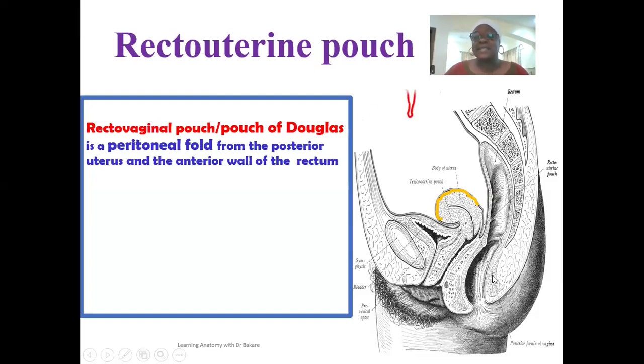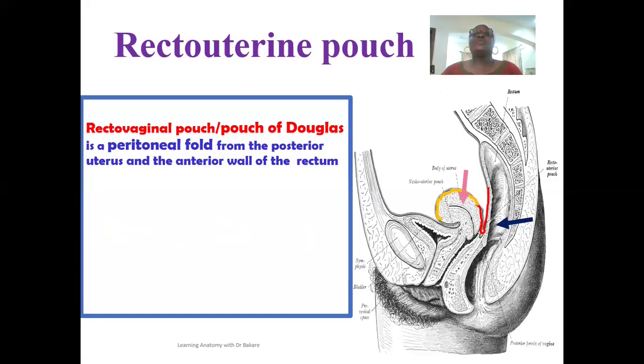Using this image by the side, this is where we have the rectouterine pouch, that can also be referred to as the rectovaginal pouch or the pouch of Douglas. And this is what is carved out here in red. This rectouterine pouch is located between the uterus anteriorly and the rectum posteriorly. And this is what is arrowed here in this image.